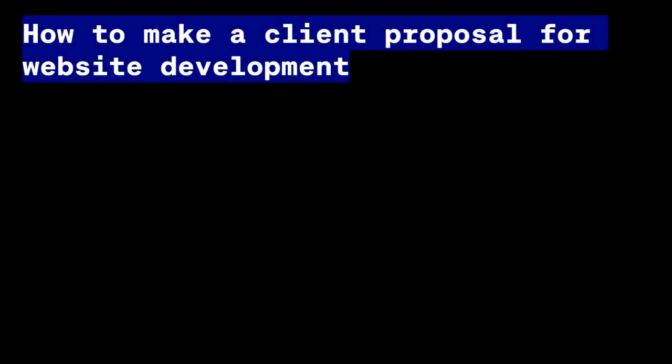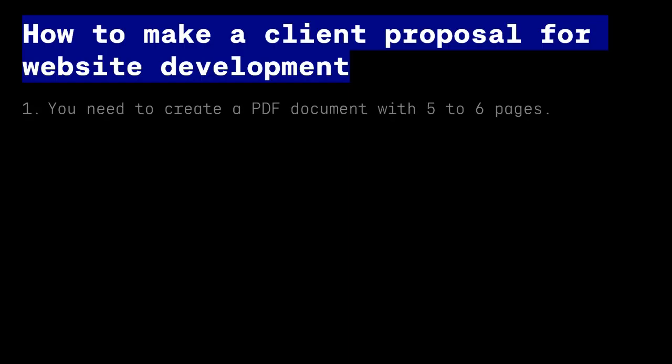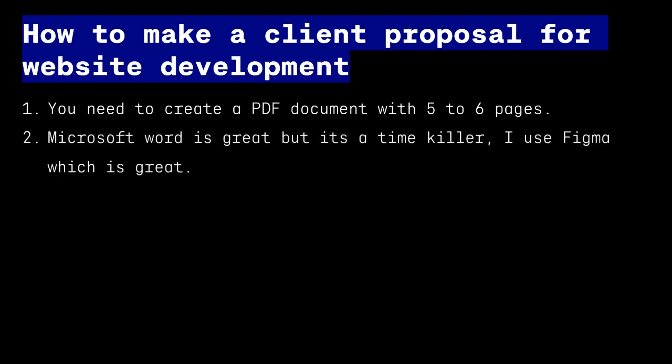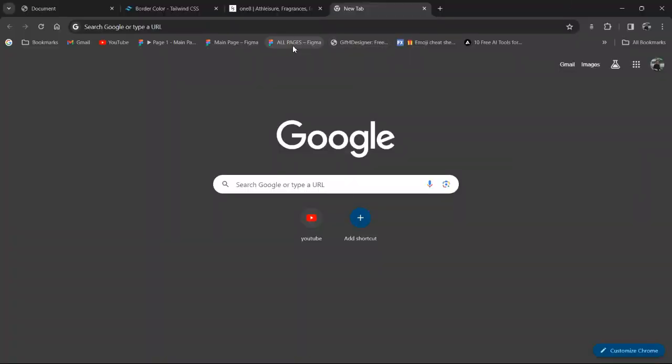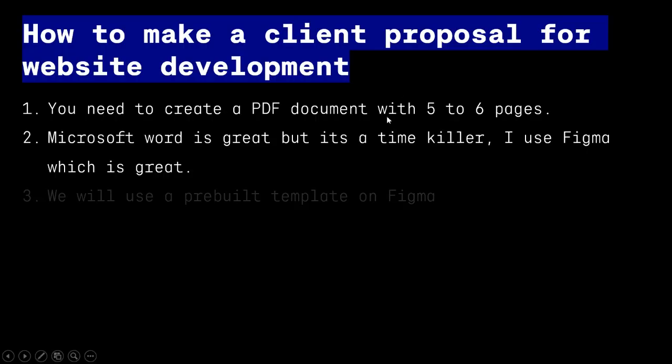Okay, now how to make a client proposal for website development? It's very simple. Okay, let me just explain you the first step. You need to create a PDF document with 5 to 6 pages. That we already know, but how to create it? See, guys, Microsoft Word is a great choice, but it's a time killer. Okay, but what's good in 2024 is Figma. Figma is a really good tool. So you just have to go to Figma and yeah, let me show you how it works.